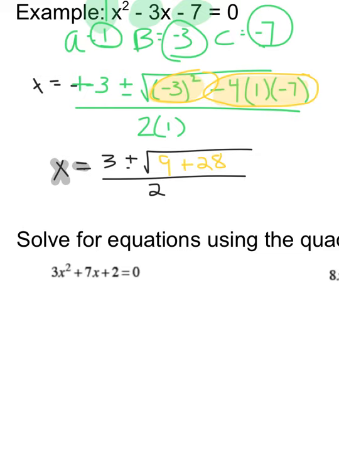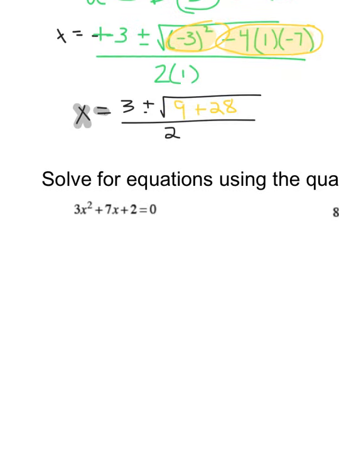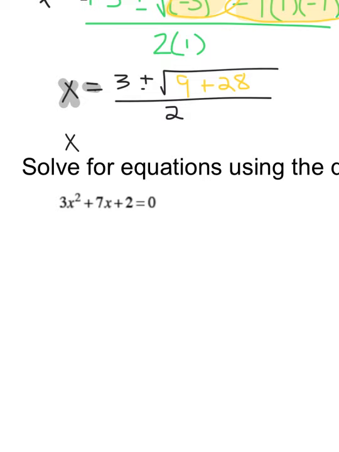And my next step is to add those two yellow numbers together. 9 plus 28 is 37. So we're going to have x equals 3 plus or minus the square root of 37, all divided by 2.